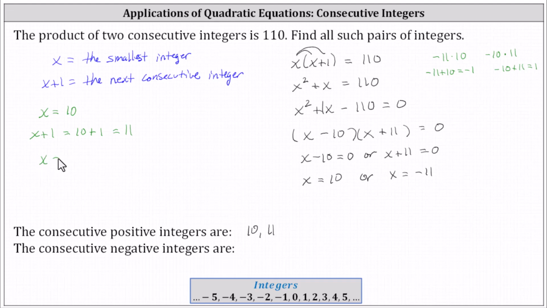When x equals -11, notice x plus 1 is -11 plus 1, which is -10. The consecutive negative integers that have a product of 110 are -11 and -10. So again, remember, when we solve for x, we're getting two possible values for the smallest integer. We have to calculate x plus 1 for both values of x to find both pairs.